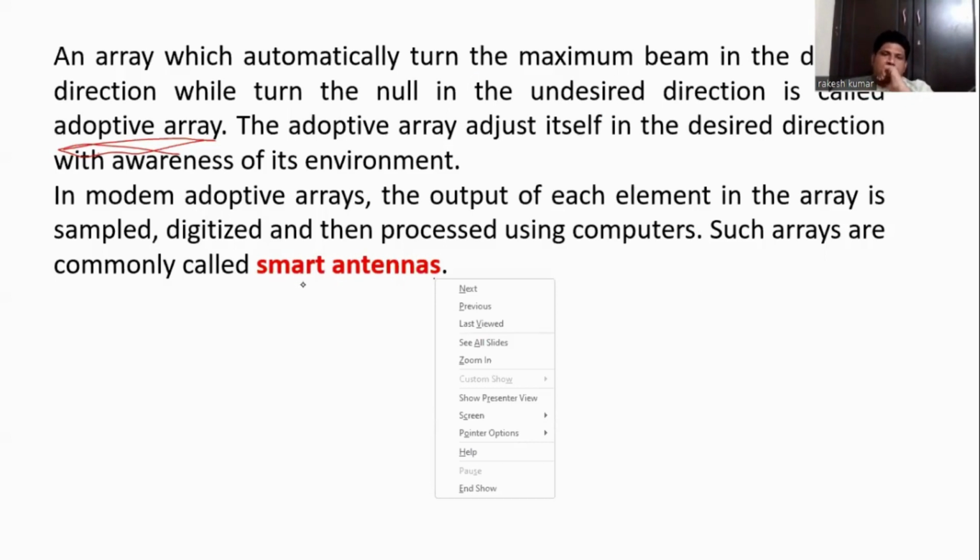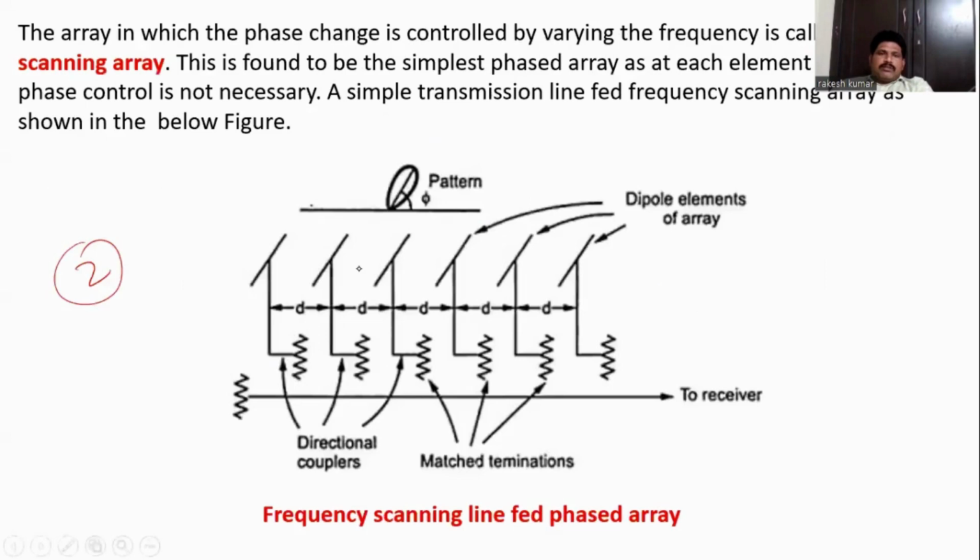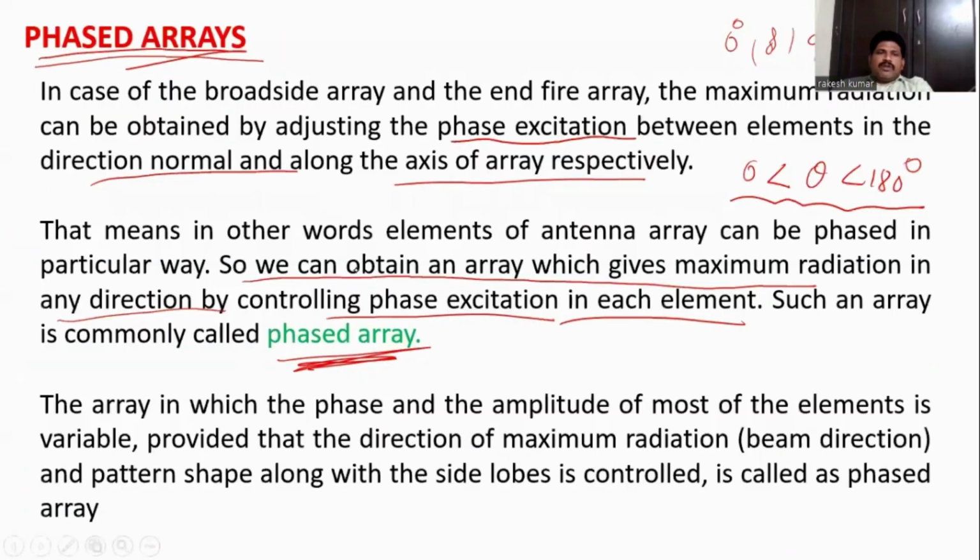Now the latest technologies. In modern adaptive arrays, the output of each element in the array is sampled, digitized, and then processed using computers. Such arrays are called smart arrays. So this is the thing regarding phased arrays. By using a phased array, you can generate a signal not only at 0 degrees or 90 degrees; by controlling the phase of the currents you provide, you can generate a signal in any direction. This is all regarding phased arrays.